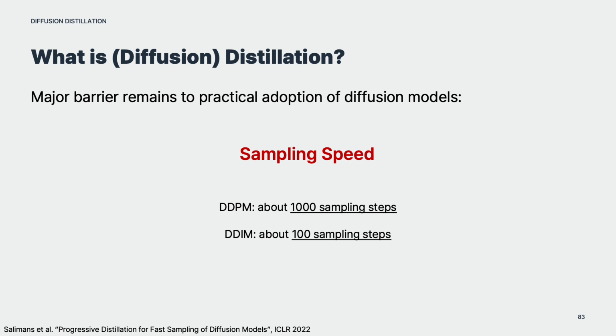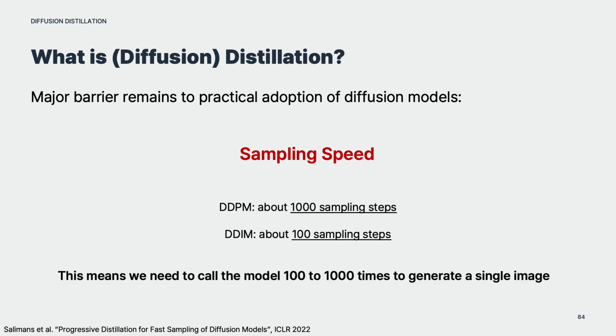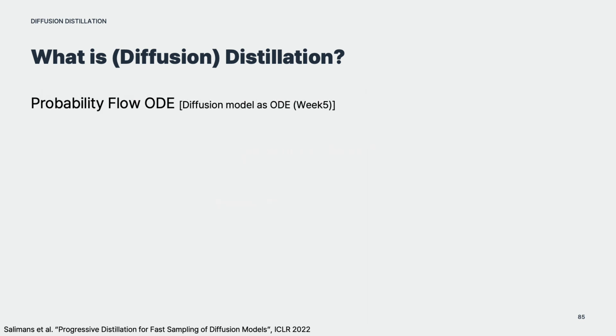For example, DDPM requires roughly 1,000 steps to generate a single image, while DDIM requires about 100 sampling steps to produce an image. This means that we need to call the model 100 to 1,000 times to generate a single image. Diffusion distillation addressed this issue by accelerating the generation speed. To understand it in detail, let's recap the probability flow ODE, PFODE, introduced in week 5.